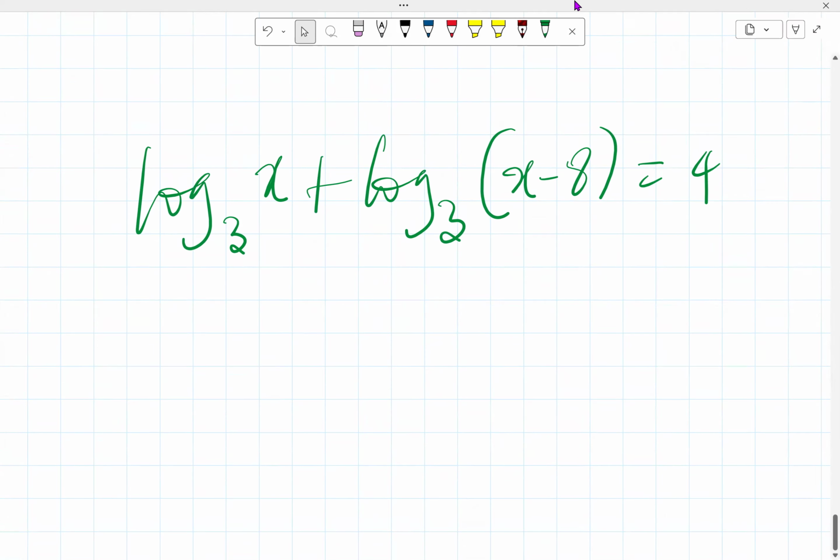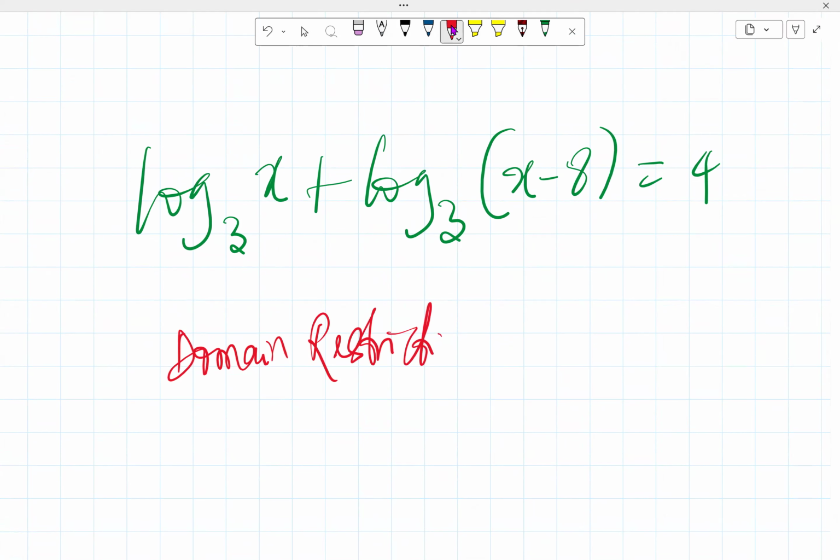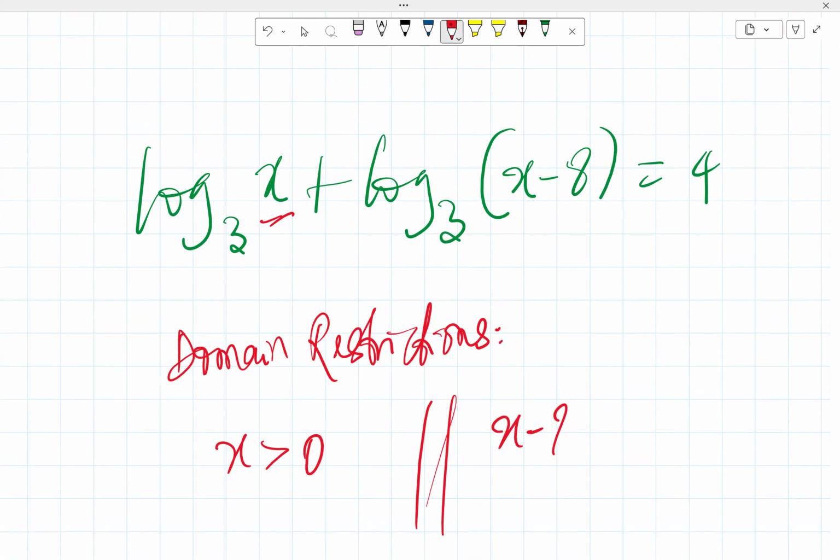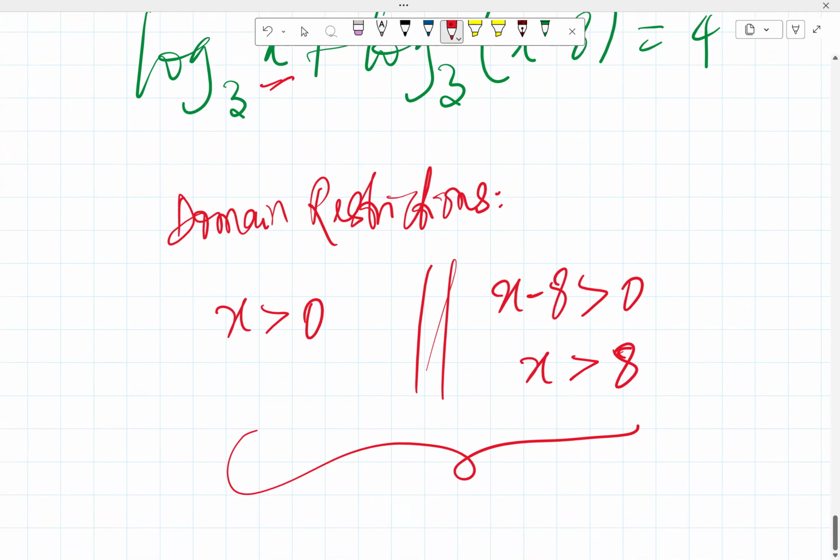So the first thing we want to do here, for me, I like to talk about the domain restrictions first, because that can already tell you if there's an answer or not. So for domain restrictions, x should be greater than 0, settled. Then x minus 8 should be greater than 0 too, so x is greater than 8. That's the requirement. Overall, if x is greater than 8, it's automatically greater than 0. So we have x greater than 8.